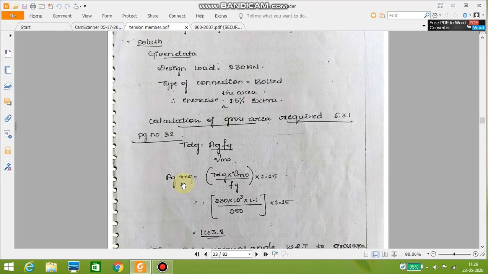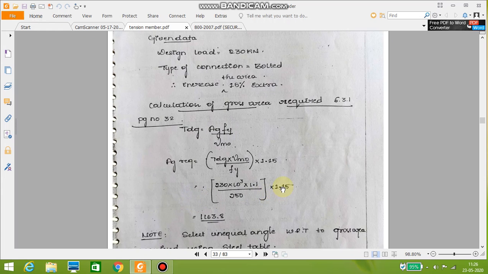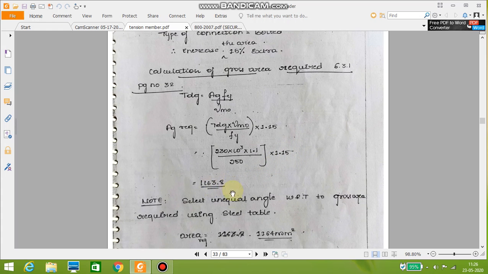So here AG required, you just keep AG required here, take gamma m0 to the numerator of the left hand side and Fy to the denominator, and increase the value by 15%. Increasing 15 percent means multiplying with 1.15. So we get an area of 1163.8 millimeter square.